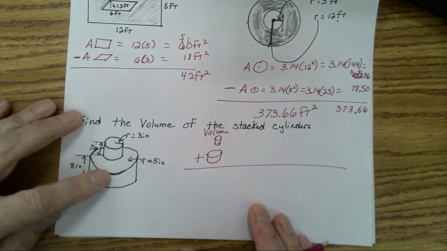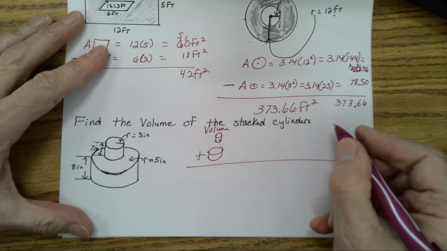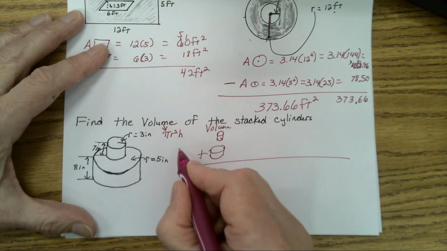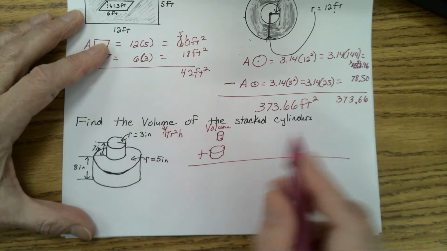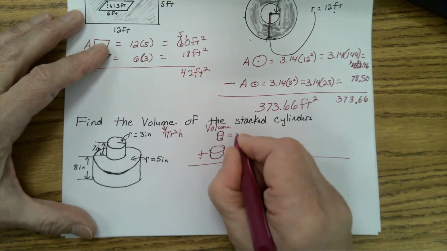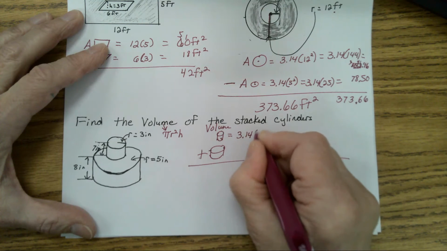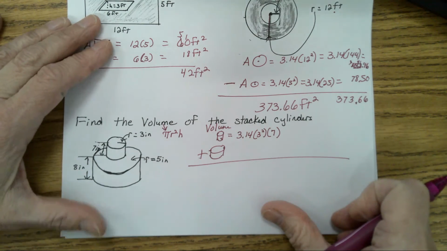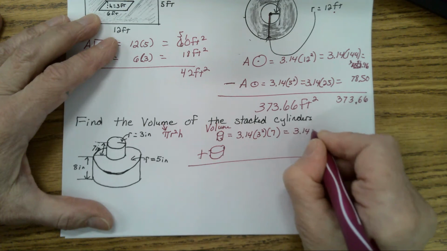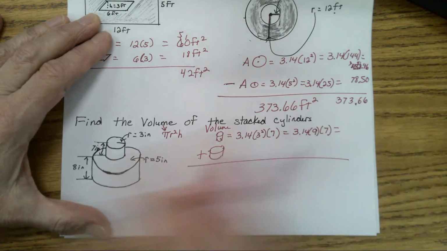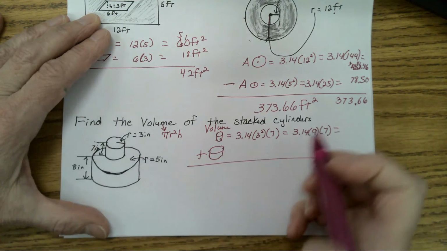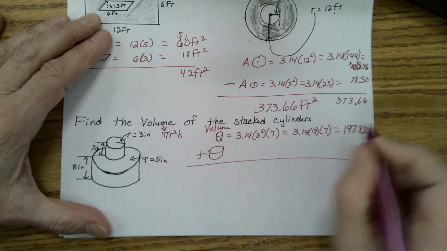So for this, the volume of my little one, and for cylinders, it is pi r squared times the height. That's your formula for volume. The volume of cylinders is pi r squared, that's the circle, times the height. So for the little one, my circle's radius is 3. So I'm going to have 3.14 times 3 squared times the height, which is 7. Does everyone see how I got those numbers? All right, so that'll be 3.14 times 9 times 7. And when you do that in the calculator, did you get 197.82? Yes. That is your volume of the little one. Okay, that's the one on top.